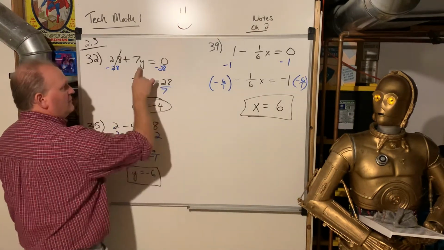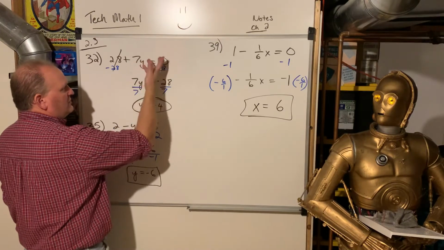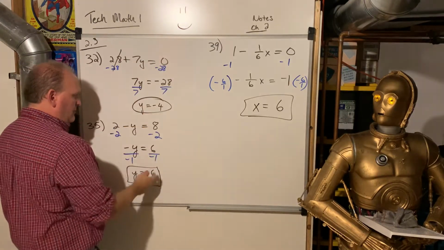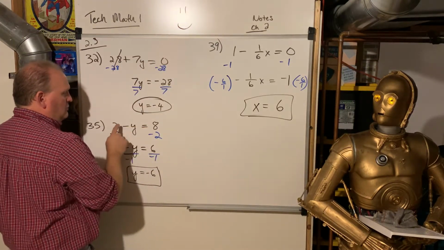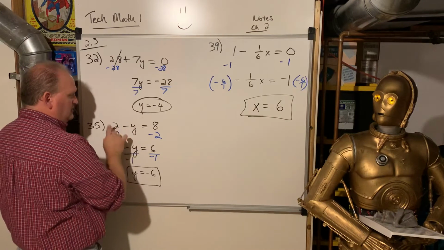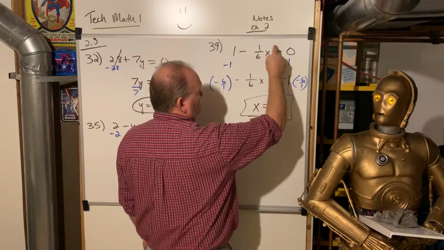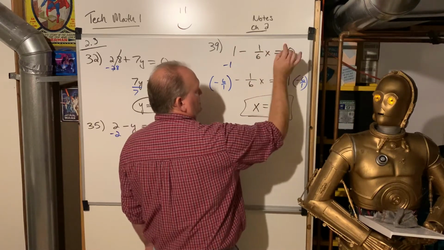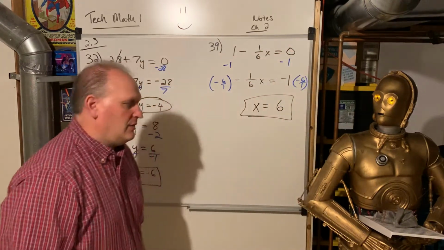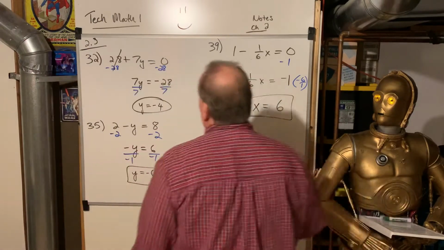You pop negative 4 back in. 7 times negative 4 is negative 28, plus 28 is 0. You pop negative 6 back in. 2 minus a negative is actually a plus, so 2 plus 6 is 8. You pop 6 back in. 1/6 times 6 is 1. 1 minus 1 is 0. So you can always double check your answers.